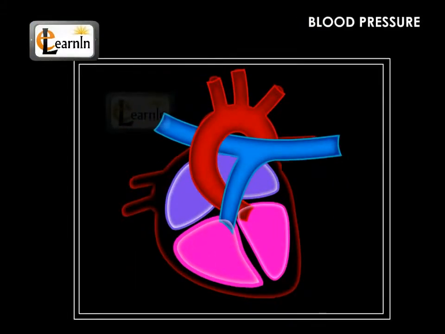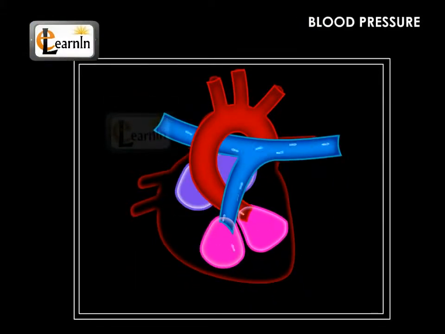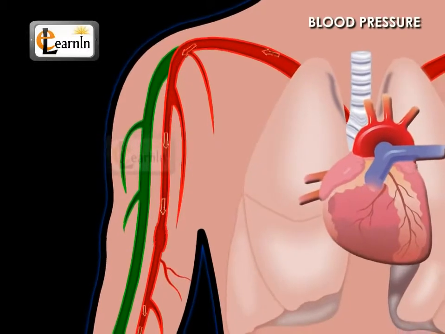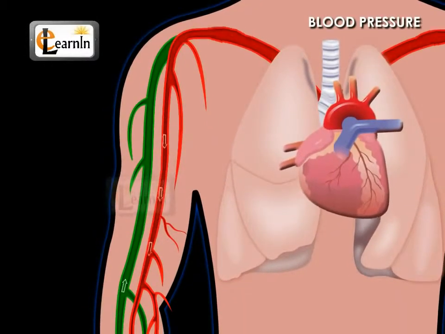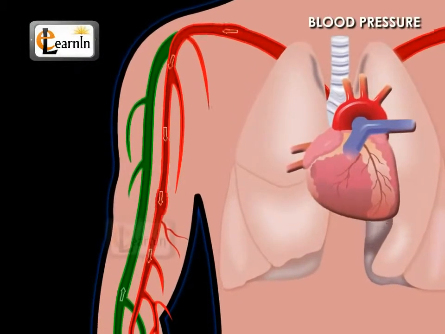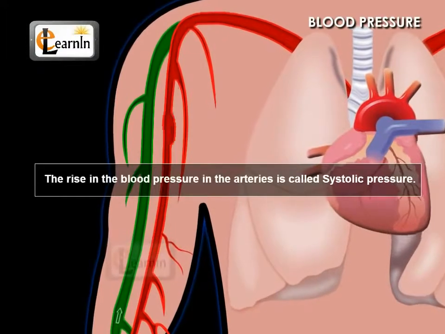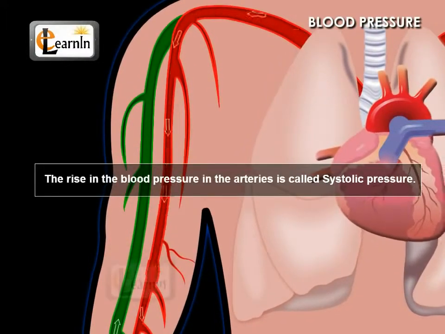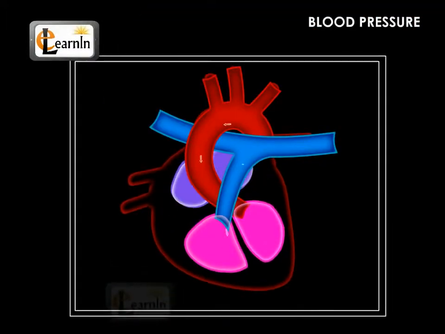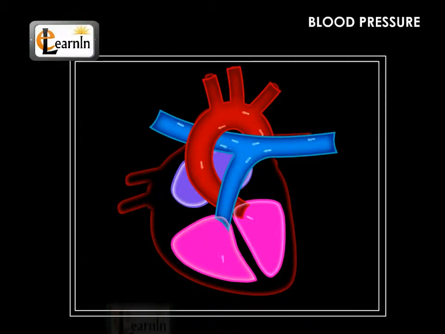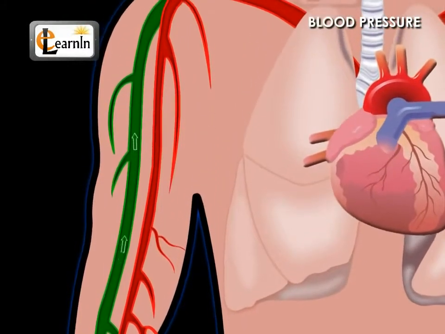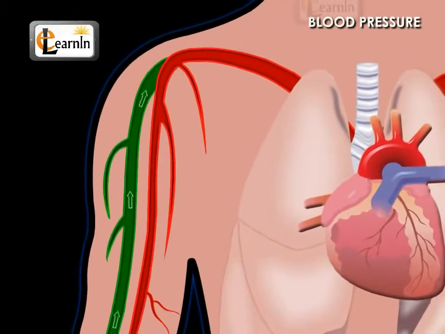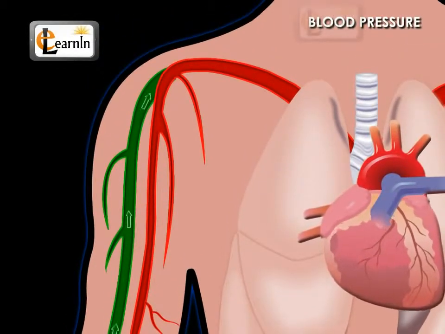During the systole, when the ventricles contract, the blood is pumped into the arteries. So the blood pressure in the arteries increases immediately after the systole. This rise in the blood pressure in the arteries is called the systolic pressure. When the diastole occurs, less blood is pumped by the heart. The blood vessels return to the normal diameter and maintain blood pressure at a lower level. This is diastolic pressure.